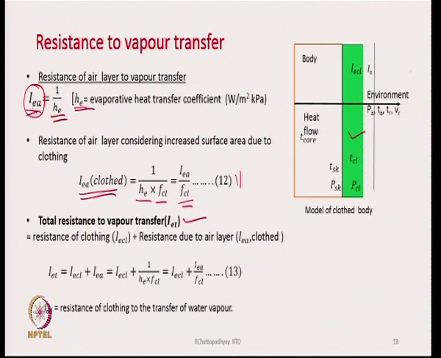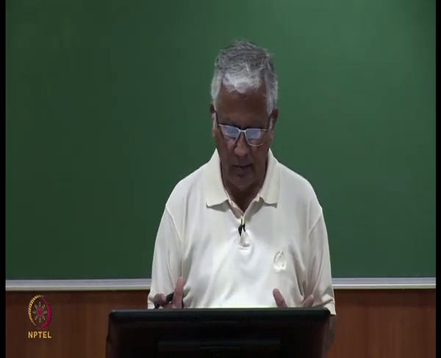So, total resistance is going to be how much? It is going to be the intrinsic resistance of the clothing plus the resistance due to the air layer, IEA. Both have to be added together to find out the total resistance to vapor transfer from the body to the environment, when the body is actually covered by some clothing material.